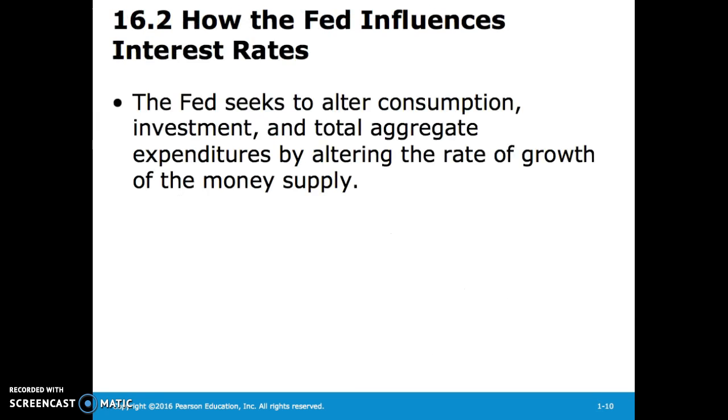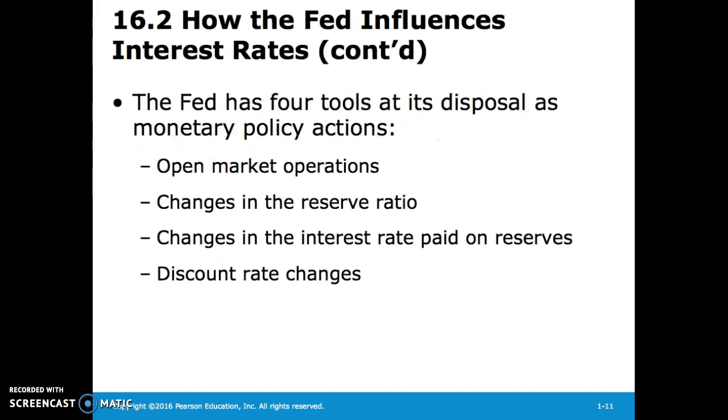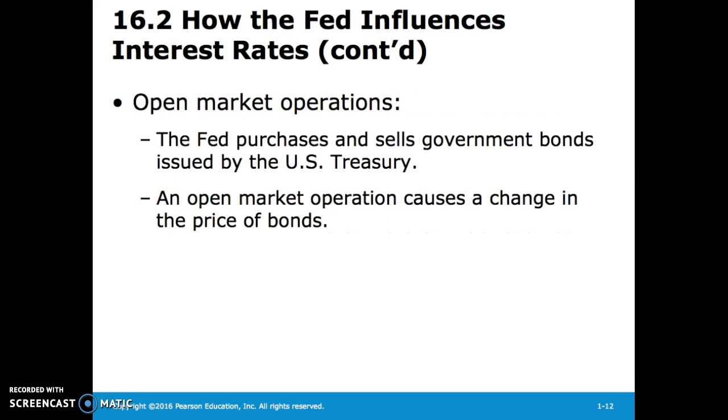The Fed seeks to alter consumption, investment, and total aggregate expenditures by altering the rate of growth of the money supply. The Fed has four ways of doing this. It can use open market operations, changes in the reserve ratio, changes in the interest rate paid on reserves, and discount rate changes. Open market operations refers to the Fed's purchasing and selling of government bonds that are issued by the U.S. Treasury. An open market operation causes a change in the price of these bonds.